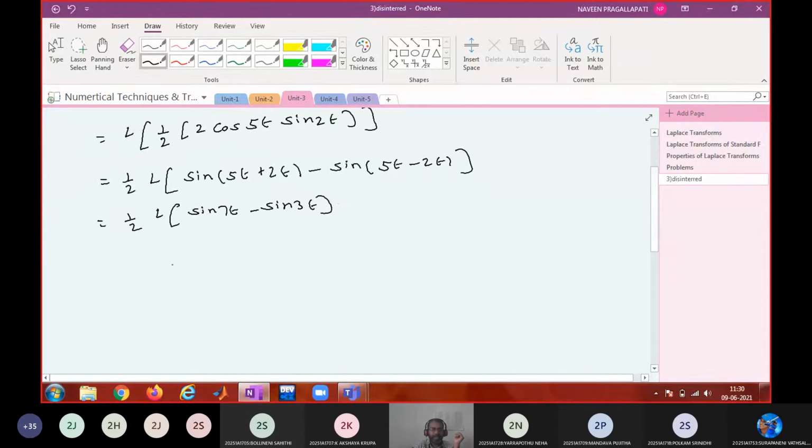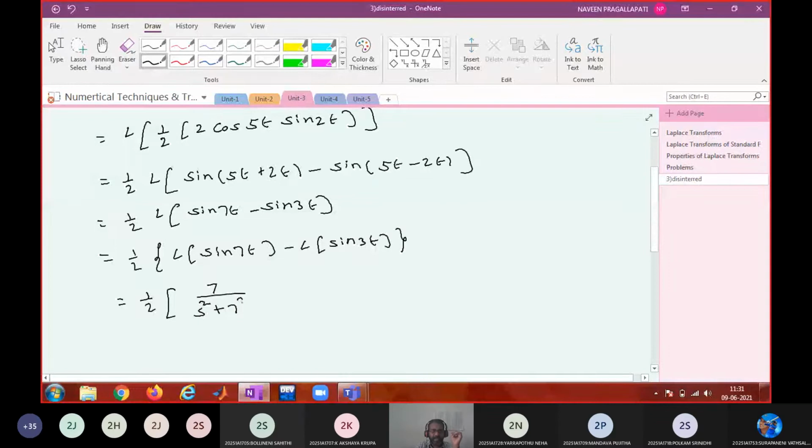Now you have Laplace of a sum. Whenever you have a Laplace of sum, apply the linearity property: Laplace of sin 7t minus Laplace of sin 3t. That's it. And use your standard transforms. What is Laplace of sin at? Quickly recall: a by s square plus a square. You have to remember a by s square plus a square. Here what is a? 7. So 7 by s square plus 7 square minus 3 by s square plus 3 square. Easy?